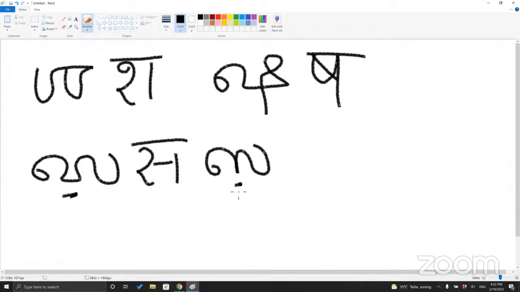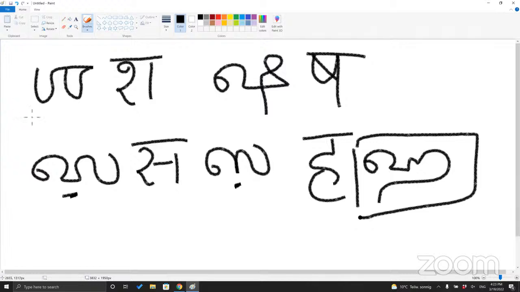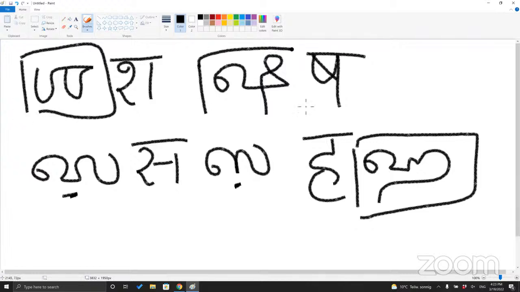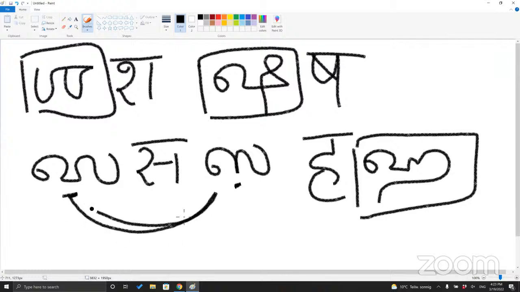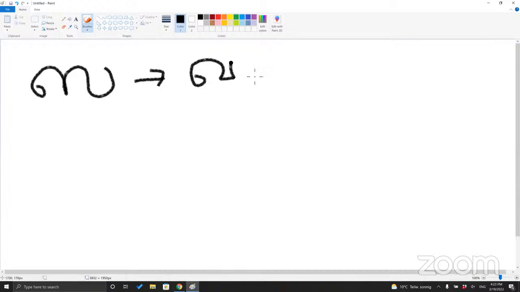Yeah, this becomes a single line here. And then you have ha, right? Which is the same as Tamil, right? So all these three things are pretty much same as Tamil. And this is very similar to Tamil. Yeah, so we have the Tamil side here. We just have to make it into a small loop here, right? That's here. So, yeah.